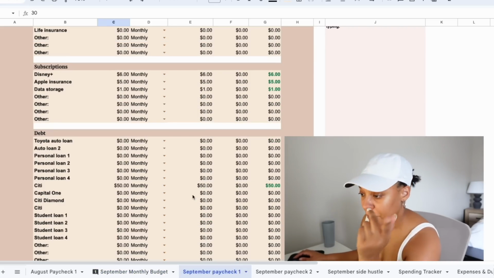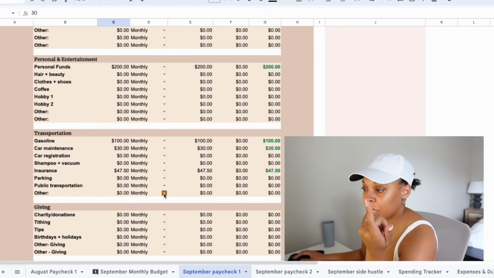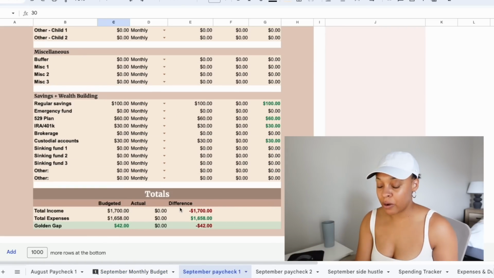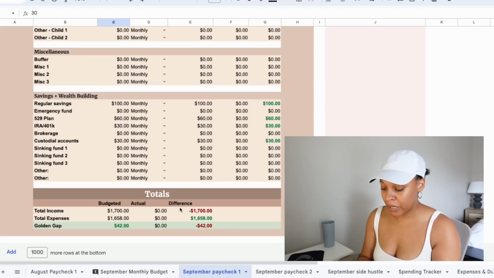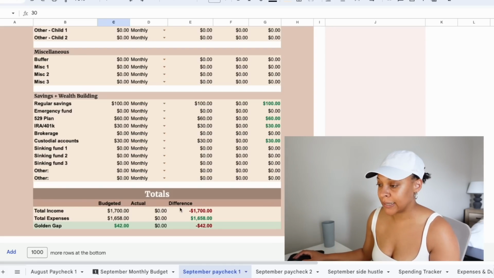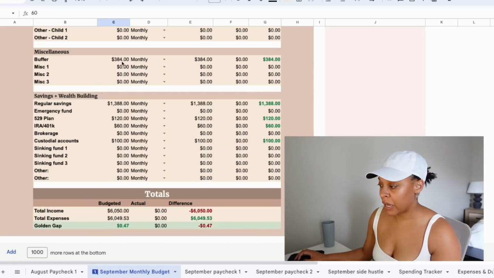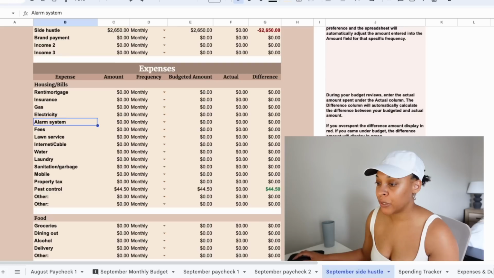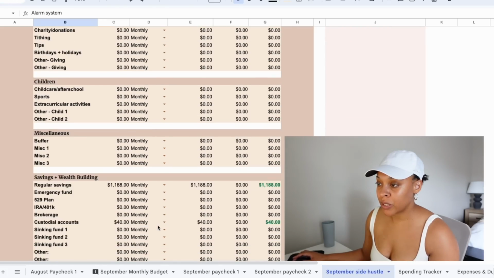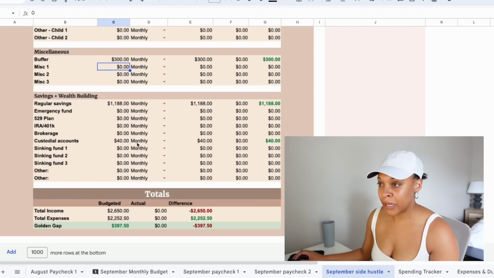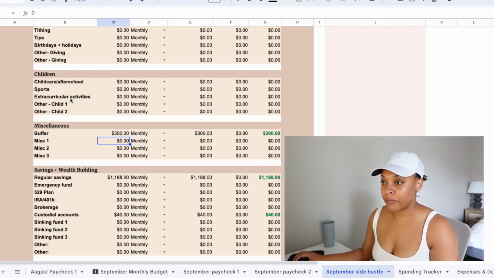Okay, so buffer. I typically have a buffer, let's say now, of $42 since I'm paying lawn care from my 9 to 5. So $42, 42 times 2 is 84. And I need a total buffer amount of $384. So I would need to put $300 when this paycheck comes through to my buffer account. That is $397.50 remaining.